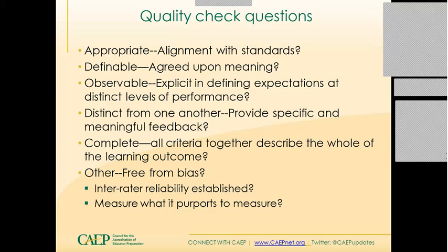Again, we'll go back to a couple of examples and use these exact quality check questions and apply those to a couple of different rubrics and scoring guides. Are they distinct enough from one another that they provide specific and meaningful feedback? Are they complete, in the sense that all the various criteria come together to describe the whole of the learning outcome? And of course, another would be freedom from bias. Has inter-rater reliability been established? And does the instrument measure what it purports to measure?